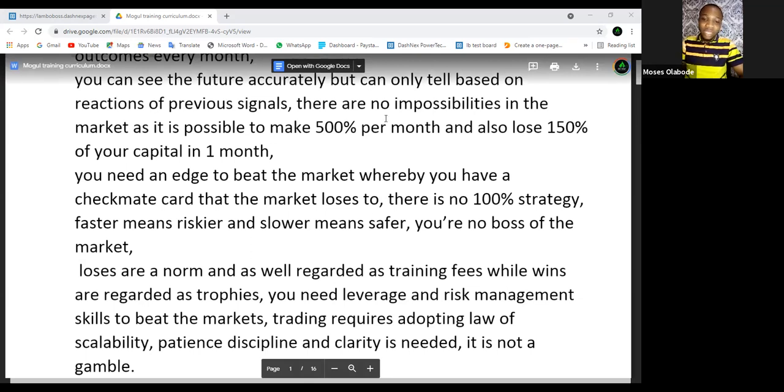Nobody loves to pay expensive school fees. Nobody loves to pay money that is too expensive for them to learn something. So whenever you're trying to trade the market, ask yourself, am I ready to pay the market this tuition fee to learn a new lesson? What if I flop the exam? This is my stop loss.